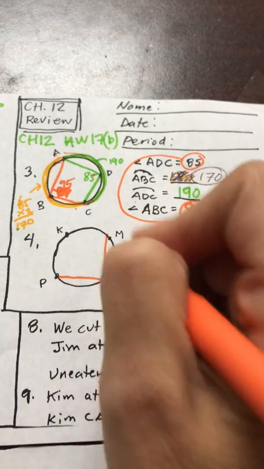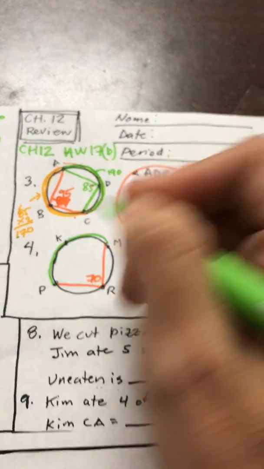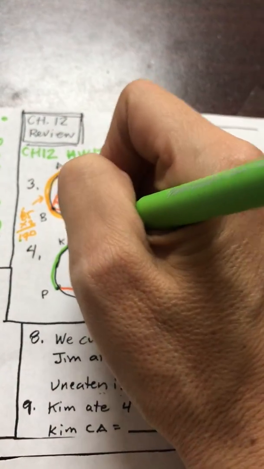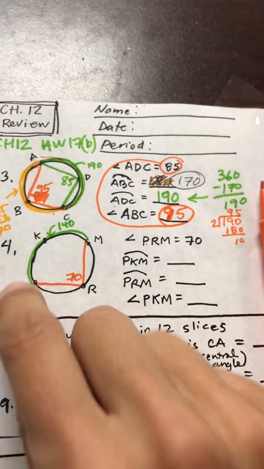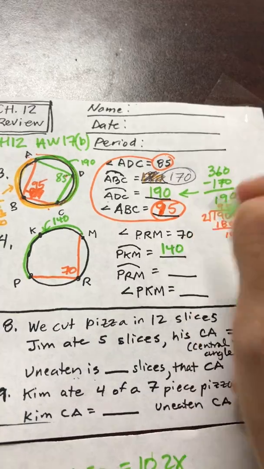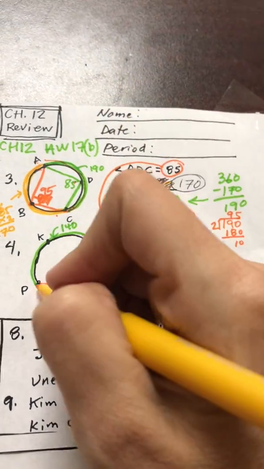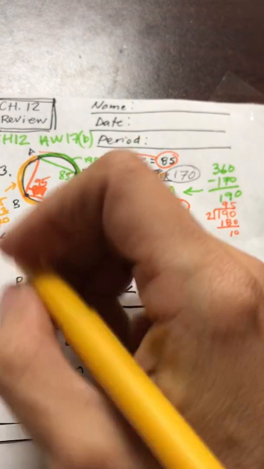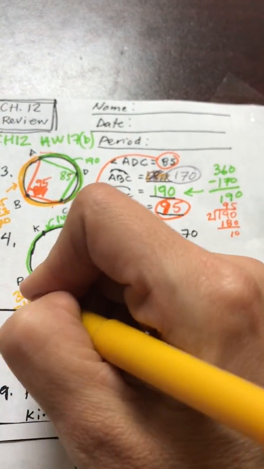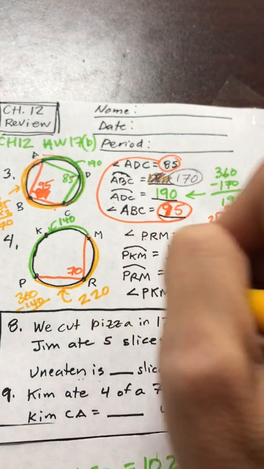PRM. RM is 70. That means we know this snow is 70 times 2, also known as 140. So PKM is 140. We now know PRM, it's whatever is left over from 360 when I subtract 140. That looks like 220.